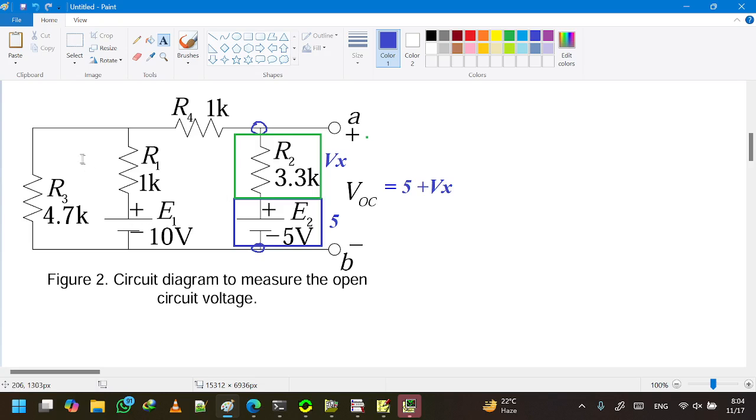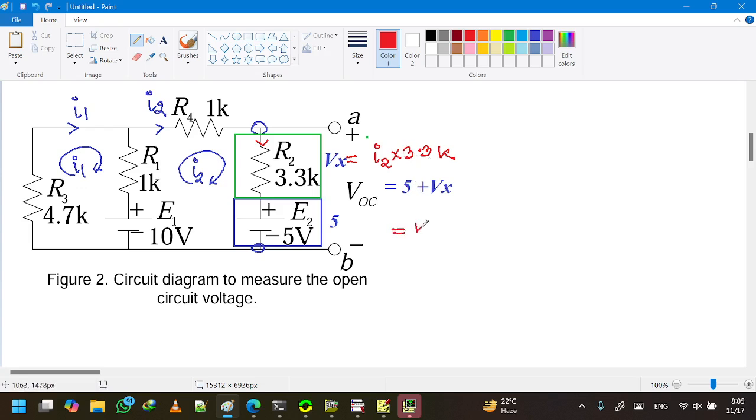Now, how can we calculate this Vx? We can calculate this Vx by using mesh analysis. For example, if we take this current as I1 and this current as I2, that means the mesh currents for the first mesh and the second mesh are I1 and I2. So this one is I1 and this one is I2. Vx is V equals IR, since I2 is flowing in this direction. So Vx is I2 multiplied by 3.3 kilo ohm.